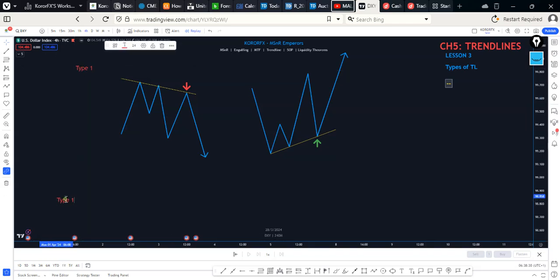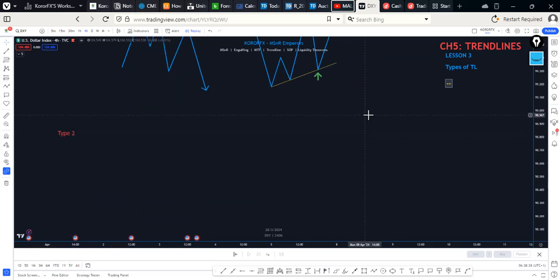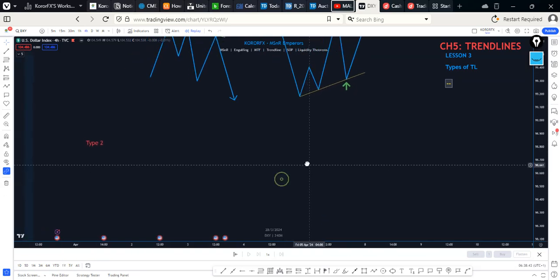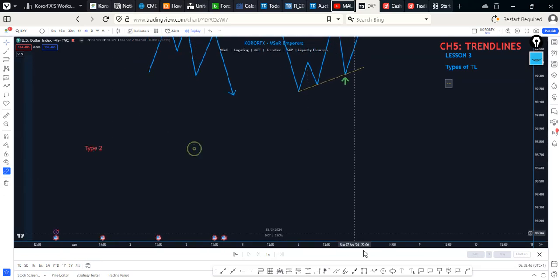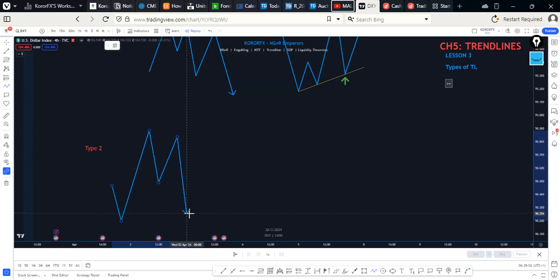Another type of trend line. The other one is trend line breakout and retest. That's what we call type 2. How does it look? It looks like when you see price falls and then goes up, then comes back, makes an angle, and then really broke this structure. Alright, broke this structure and then goes and sells off.